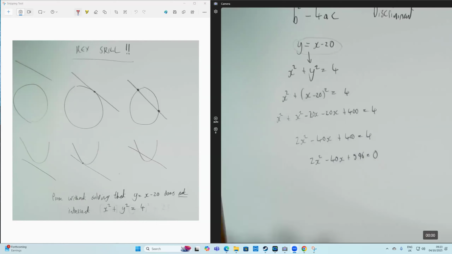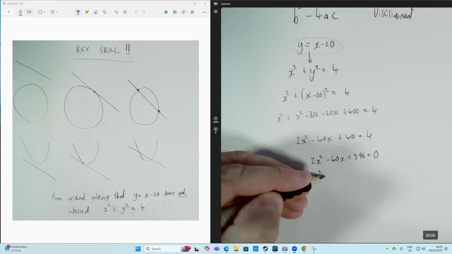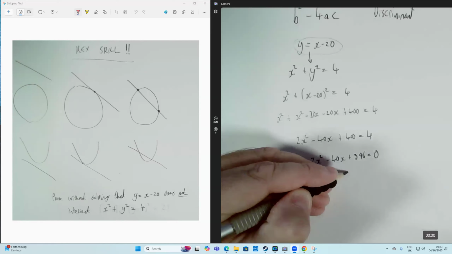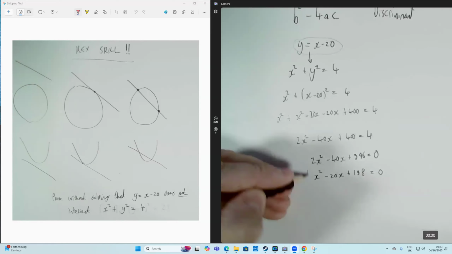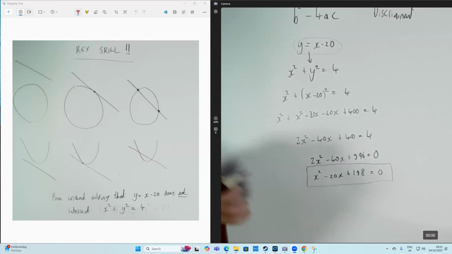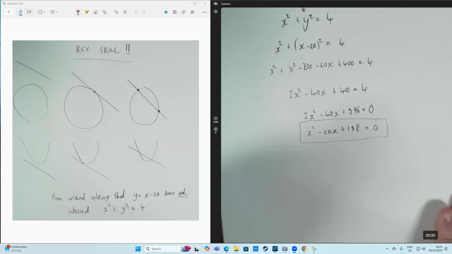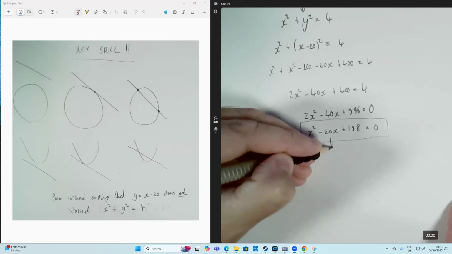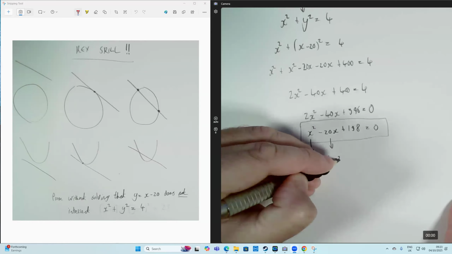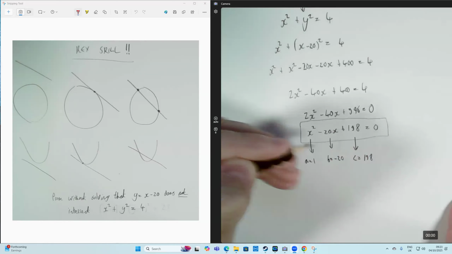We could probably simplify that quadratic. Let's divide everything by 2 and write that as x squared minus 20x plus 198 equals 0. So here's our new quadratic. Now we're going to evaluate the discriminant of the new quadratic. So our a is 1, our b is minus 20, and our c is 198.